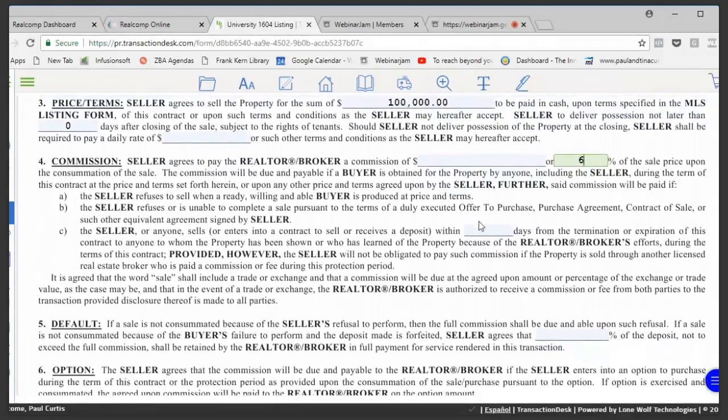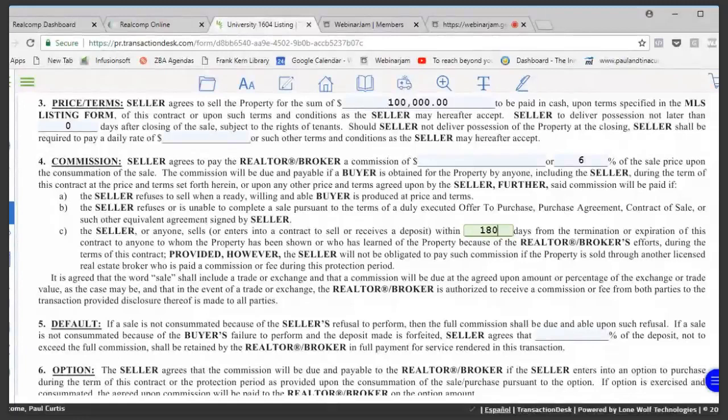This also says that if for some reason you had a ready, willing, and able buyer and your seller didn't sell, you could still get commission. We'll talk about that another time. Or if it's listed and for some reason you don't go through the entire listing process, if you brought somebody that was going to buy that house, here's what I do. I put 180 days. 180 days from when that listing ends.